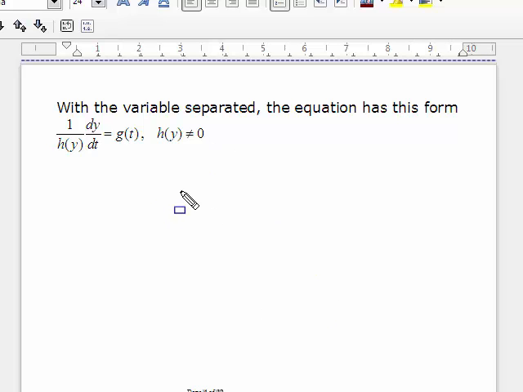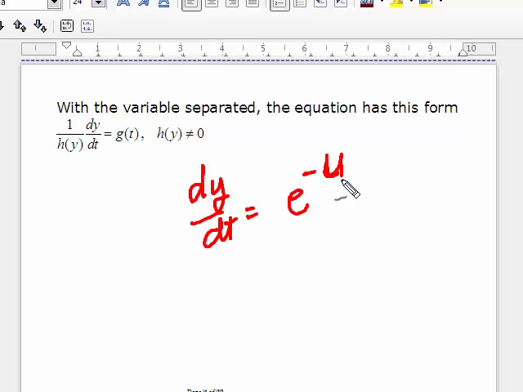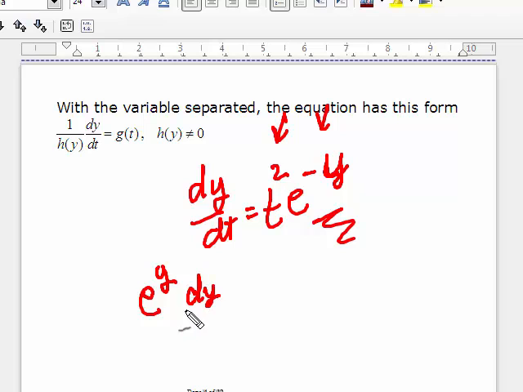So let me give an example here. If I had dy by dt equals, say, e to the minus y times t squared, that's separable because I have two functions multiplied together, one only of t, one only of y. Now when I separate them, I have to bring the y term over to the other side. That would be e to the y dy by dt equals t squared. Now the variables are separated.